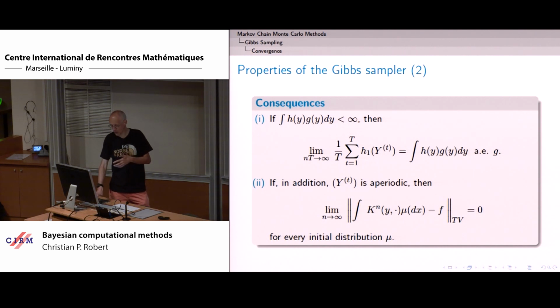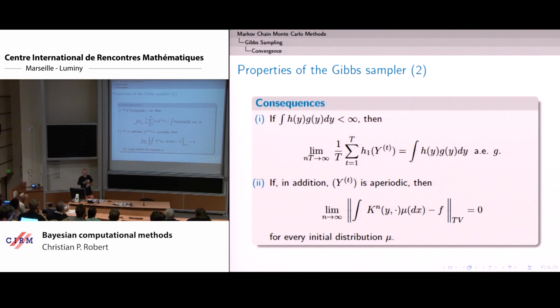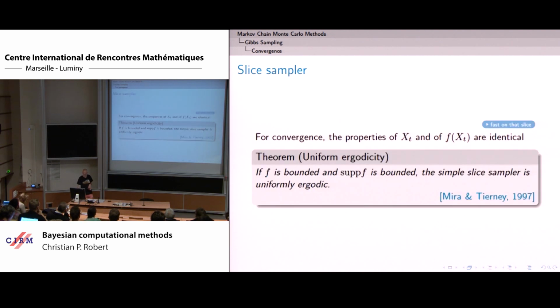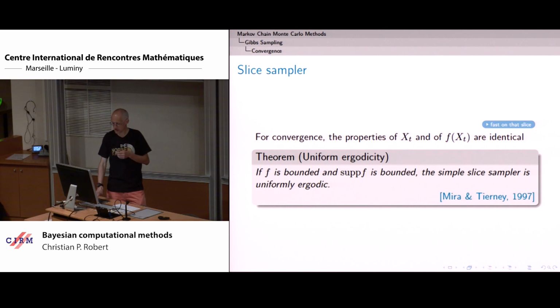But if this holds, then you recover exactly the same properties as previously, of convergence of the ergodic average and convergence to the stationary measure, assuming you have aperiodicity, which is a minor detail. And then the slice sampler, again, as I mentioned already, is given further properties, although it's a special type of Gibbs sampling, that under some conditions it is uniformly ergodic.